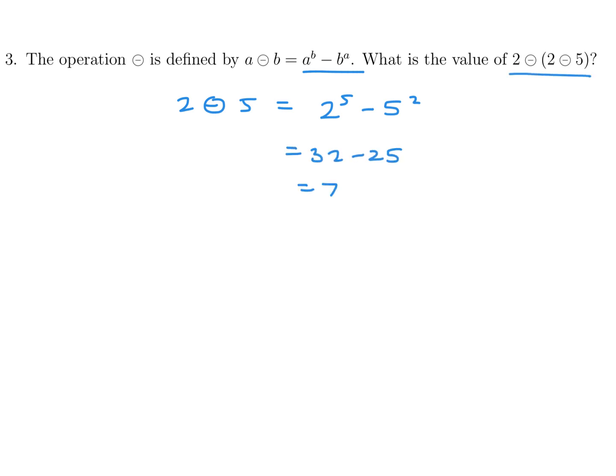And then therefore that would be 2 symbol 7, since this guy we figured out is 7. 2 symbol 7 would be 2 to the power of 7 minus 7 to the power of 2, and that's 128 minus 49, and that is 79.